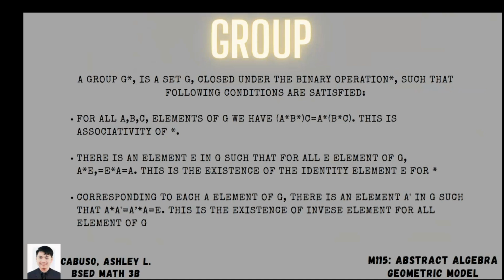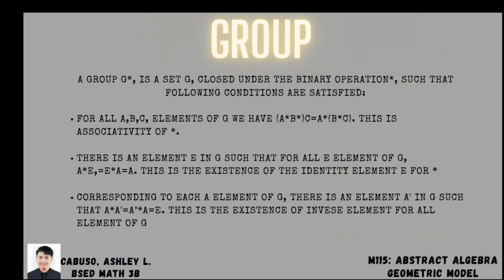For all A, B, C elements of G, we have (A star B) star C is equal to A star (B star C). This is associativity of the operation. Then there is an element E in G such that for all A elements of G, A star E is equal to E star A is equal to A. This is the existence of the identity element E for the operation.